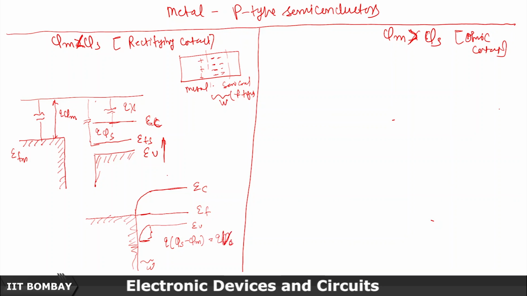Sorry, V naught. Right. So what is happening is that this barrier doesn't allow the electron to move from here to here, but holes can move. Holes can go this way depending on the bias applied. Okay, so forward bias and reverse bias again. So this barrier for holes will decrease. On the contrary, in the reverse bias this will increase, right? But this barrier will remain.